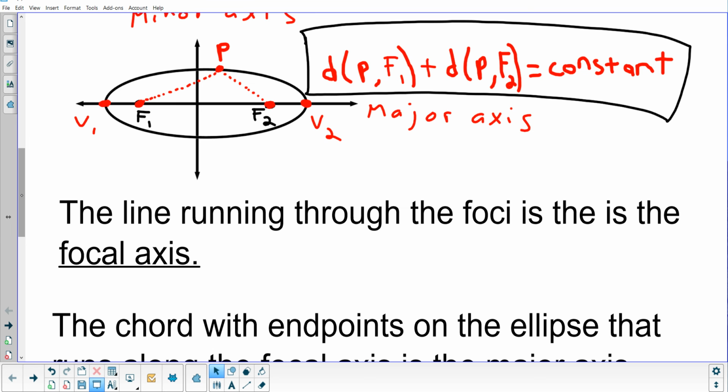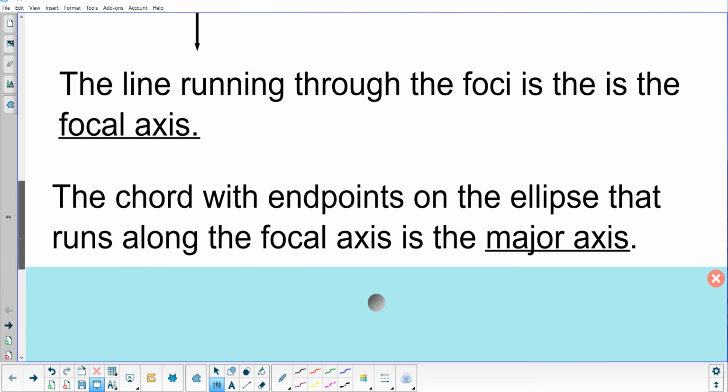Specifically, from here to there. What I just traced in red, that's called the major axis. It's a section of the focal axis that's basically inside the ellipse. It's the section of the focal axis inside the ellipse, where the focal axis goes on forever.